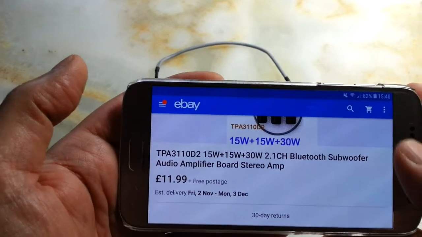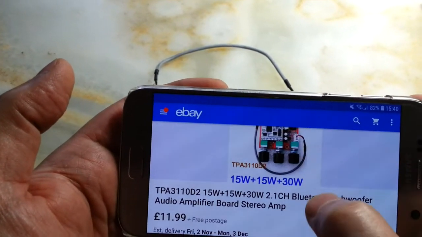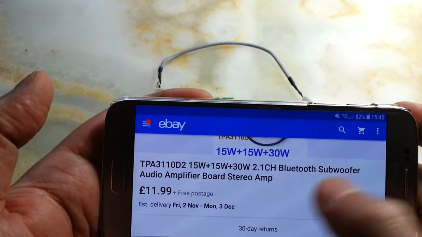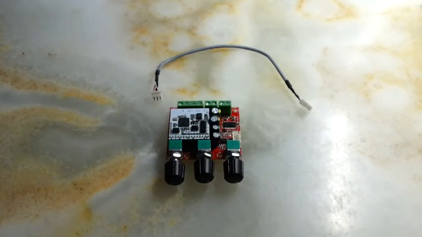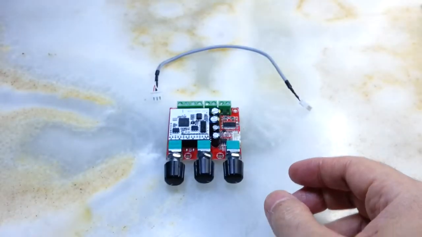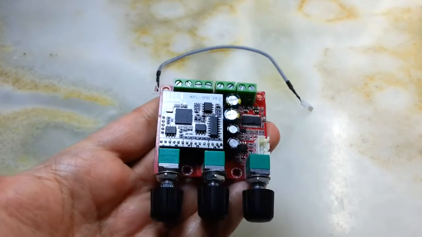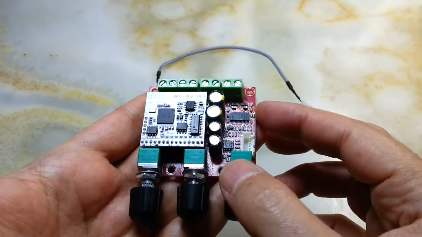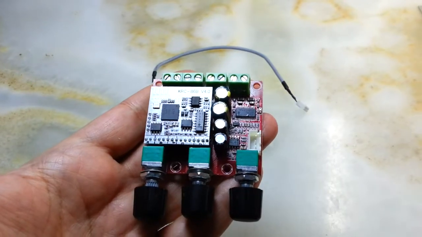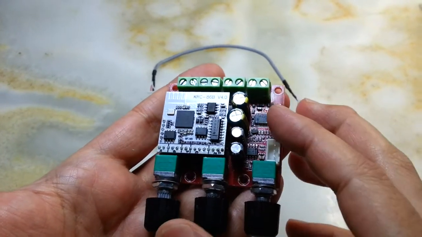$11.99, free shipping from China, and I have been waiting for this for a long time, and it's a really good unit, but I strongly recommend before you use this unit you clean the board thoroughly, as the board has lots of flux and grease over it.